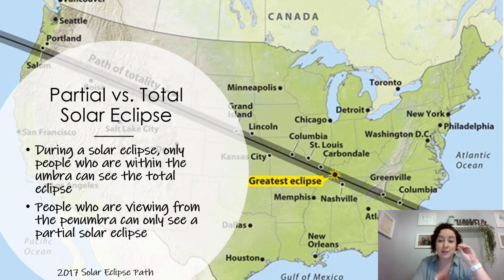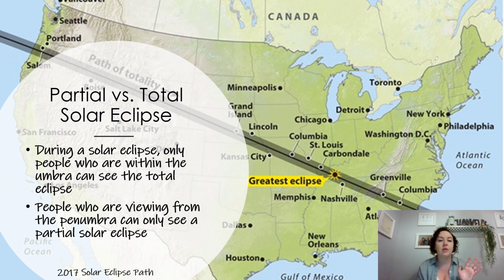So that then brings me into the difference between a partial solar eclipse and a total solar eclipse. Now, you really only get partial and total when it comes to solar eclipses rather than lunar eclipses. And again, we'll talk about that here in a moment. So this is from the 2017 eclipse that passed through North America, in particular the US.